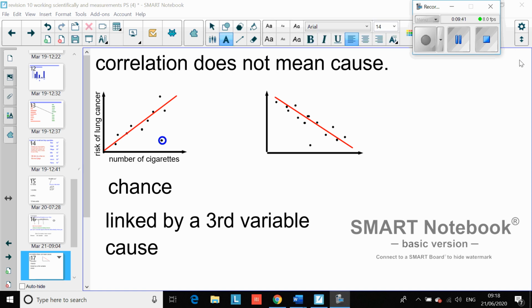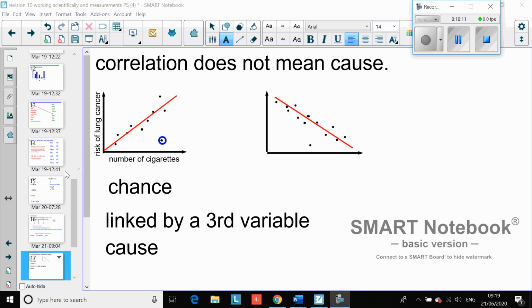Okay, welcome back. Now, the last reason could be that there actually is a cause. Cause does mean effect. So sometimes a change in one variable does cause a change in the other. I've changed the example again. You can only conclude that a correlation is due to cause once you've controlled all the variables that could be affecting the results.